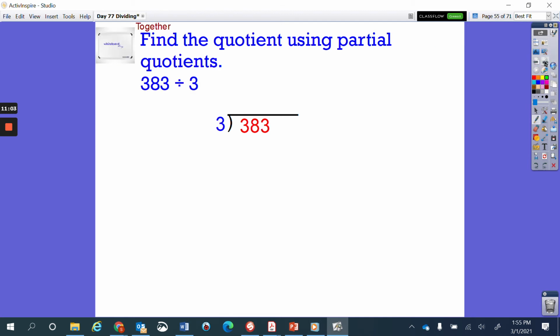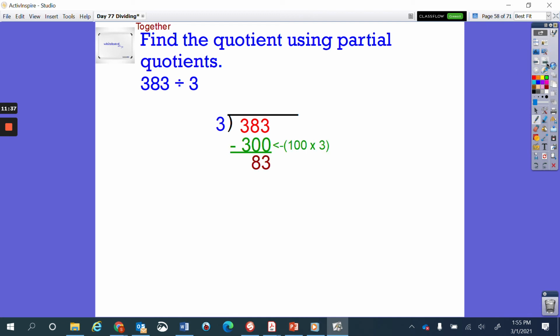Okay? All right. Find the quotient using partial quotients. On this one, we have 383 divided by 3. So how many groups of 3? Let's think of hundreds of groups because that's going to get us there the fastest. If I had 100 groups of 3, that's 300. If I had 200 groups of 3, that's 600. Oh, well, that's over our dividend here, so that's not going to work. So we can take 100 groups of 3, which is equal to 300.